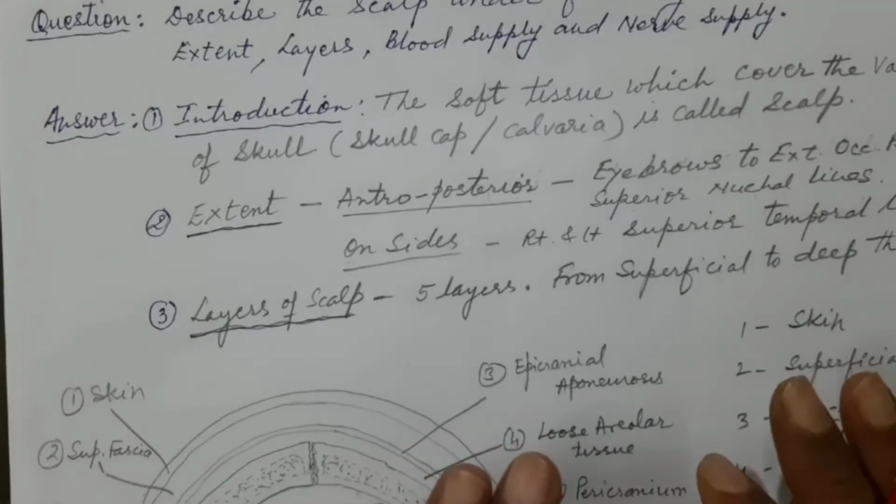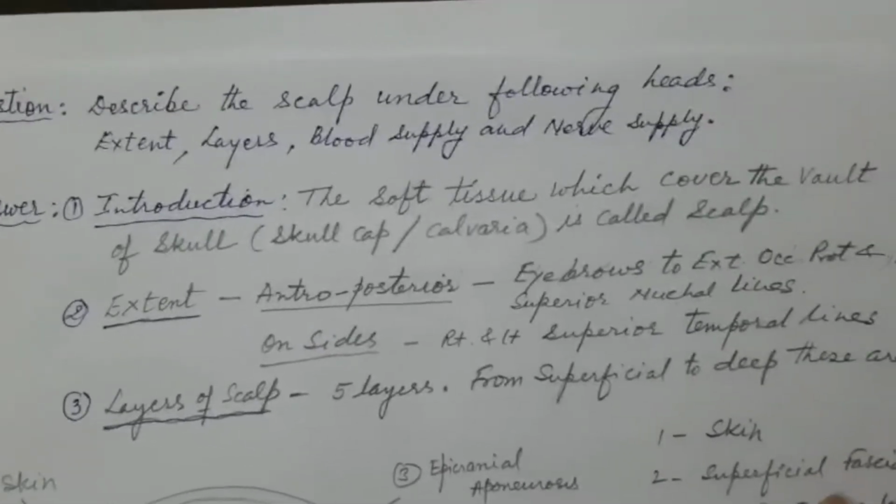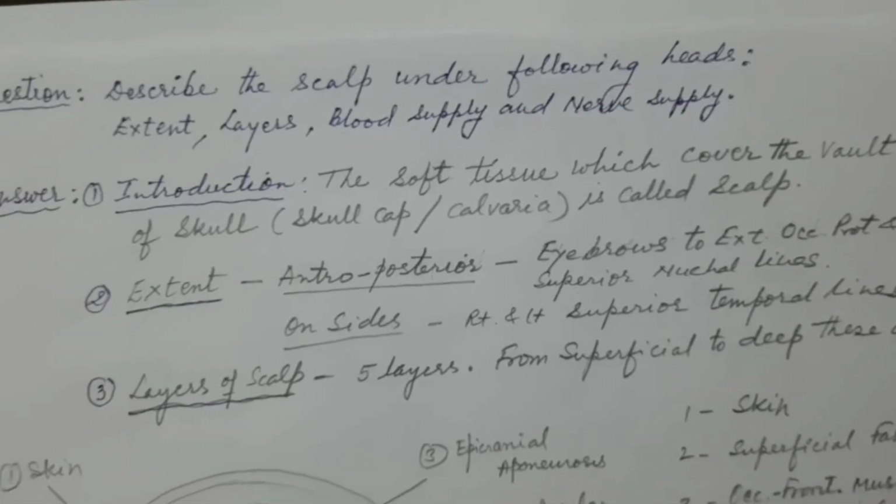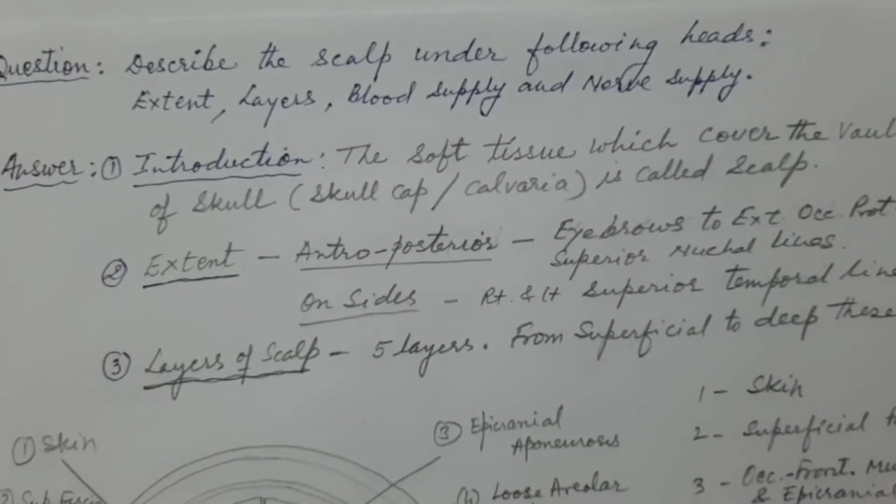So you have understood what the scalp is. It is a soft tissue covering the skull cap, and its extent is anteroposterior and on either side. Now let us come to this soft tissue. There are many layers covering the skull cap, and these are 5 layers.